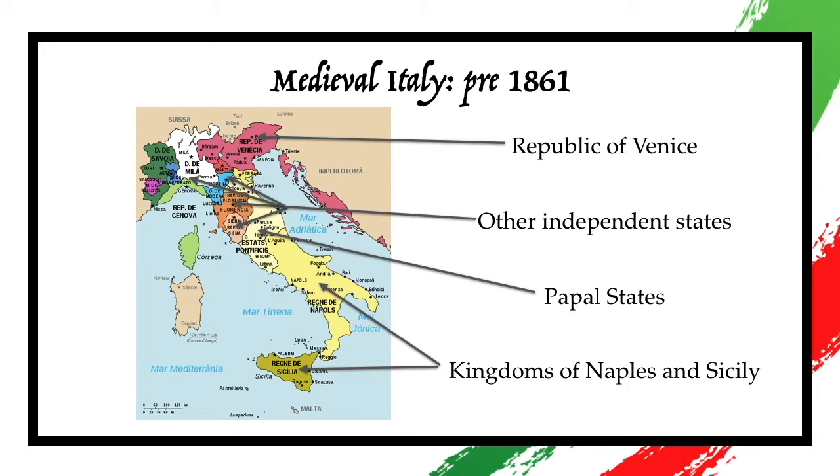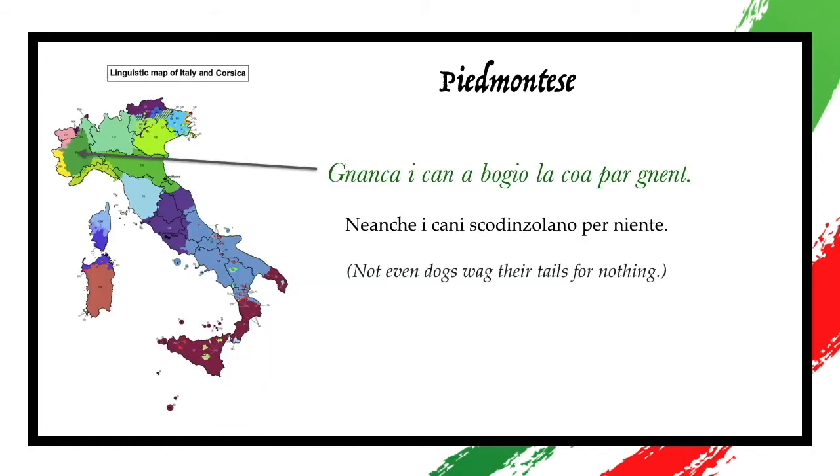Here are some example sentences in the dialects from different parts of Italy. If we compare them with standard Italian, we can see that they are related, but are all very different.